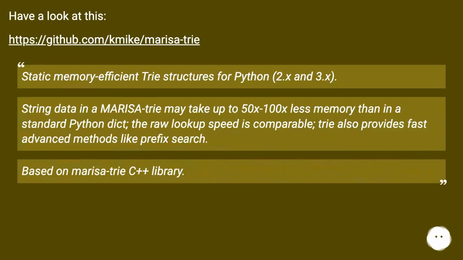Have a look at this URL. Static memory efficient trie structures for Python, 2.x and 3.x. String data in a Marisa trie may take up to 50x, 100x less memory than in a standard Python dict. The raw lookup speed is comparable. Trie also provides fast advanced methods like prefix search. Based on the marisa-trie C++ library.